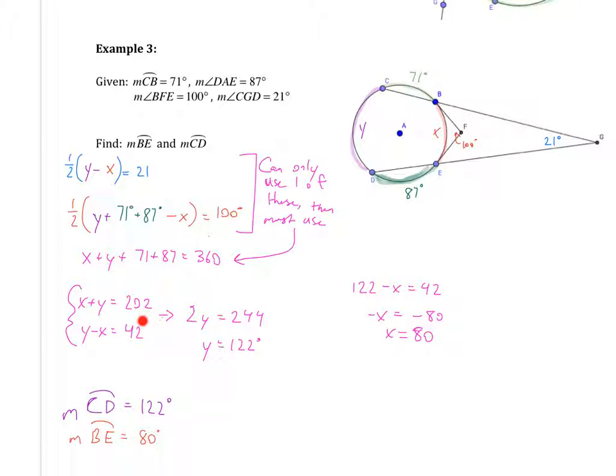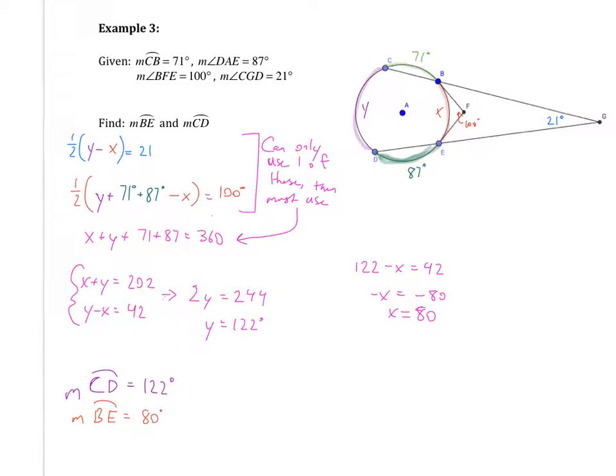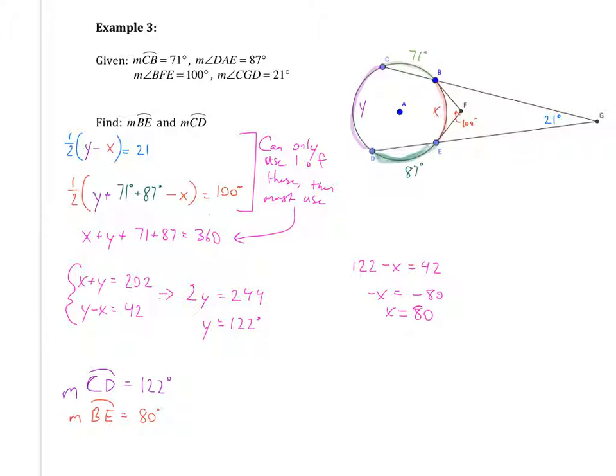x plus y equals 202 from this, and y minus x equals 42. So 2y equals 244, so y equals 122. So 122 minus x equals 42, so that must mean x equals 80. So with that information, then I'm able to find my answer pretty seamlessly. CD equals 122, and BE equals 80 degrees. It's a nice application of a system, and it uses the tangent and the secant applications.